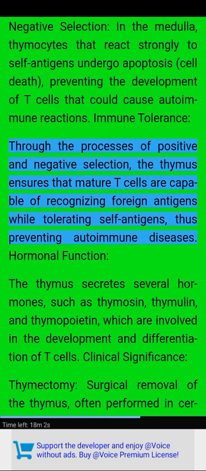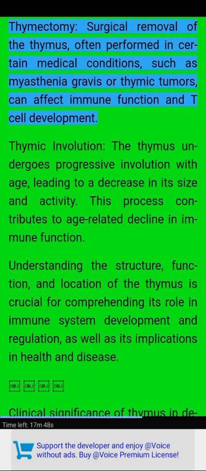Immune tolerance. Through the processes of positive and negative selection, the thymus ensures that mature T cells are capable of recognizing foreign antigens while tolerating self-antigens, thus preventing autoimmune diseases. Hormonal function. The thymus secretes several hormones, such as thymosin, thymulin, and thymopoietin, which are involved in the development and differentiation of T cells. Clinical significance. Thymectomy, surgical removal of the thymus, often performed in certain medical conditions, such as myasthenia gravis or thymic tumors, can affect immune function and T cell development.